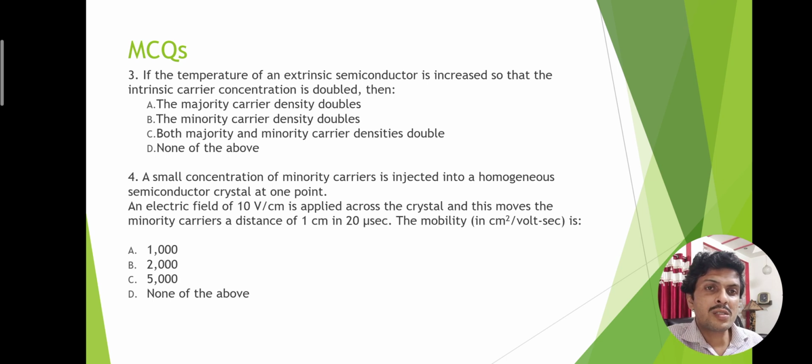A small concentration of minority carriers is injected into a homogeneous semiconductor crystal at one point. An electric field of 10 volt per centimeter is applied across the crystal, and this moves the minority carriers a distance of 1 centimeter in 20 microseconds. So the mobility you have to calculate. This is also another question. All these questions will be discussed in the class, so till then you can try at home.